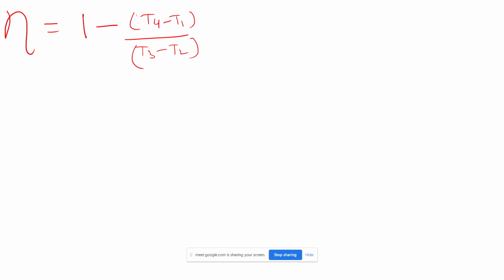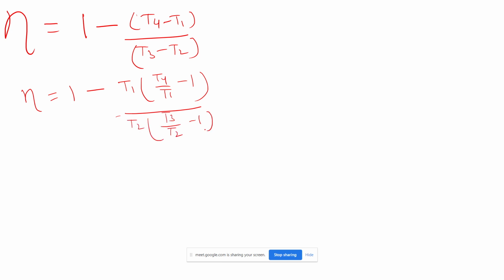Now can we write the same expression like this? 1 minus, taking out T1 common here, so it will be T1, and here taking out T2 as common, T3 upon T2 minus 1. Can we write it like this also, no?